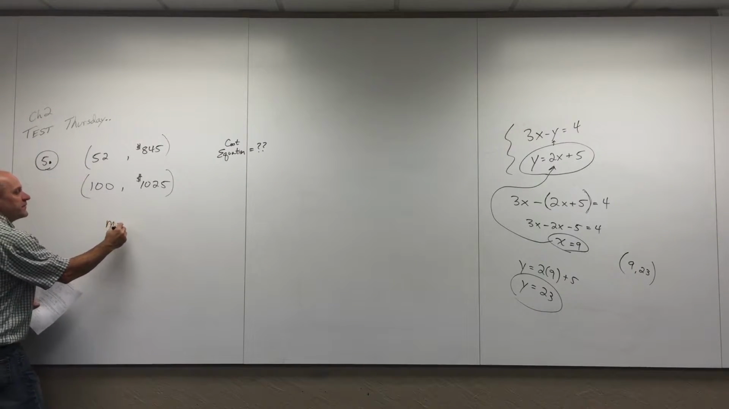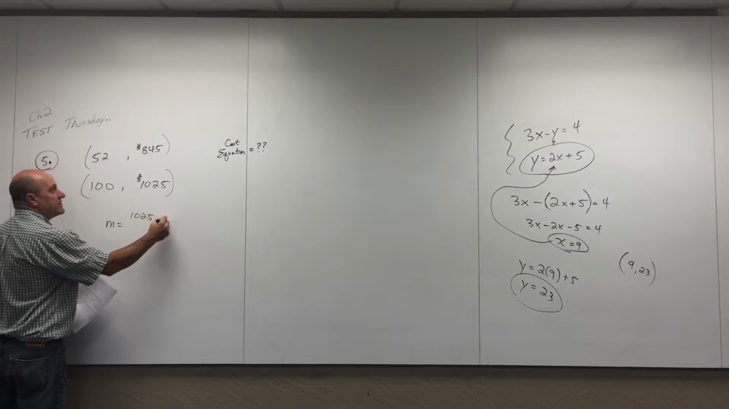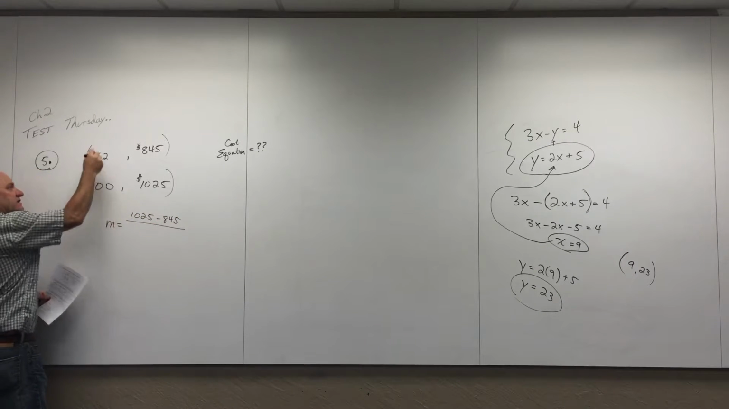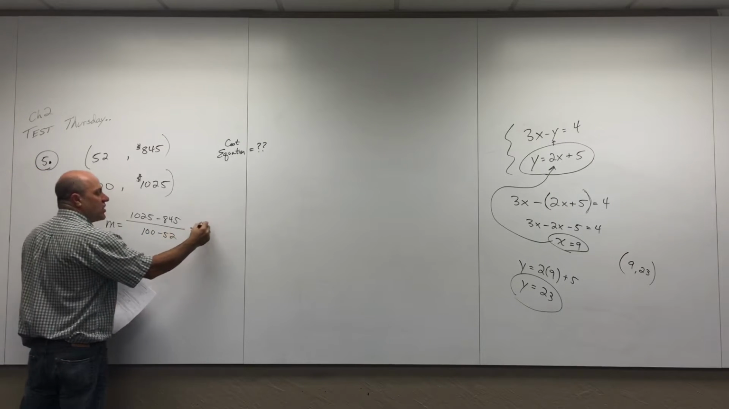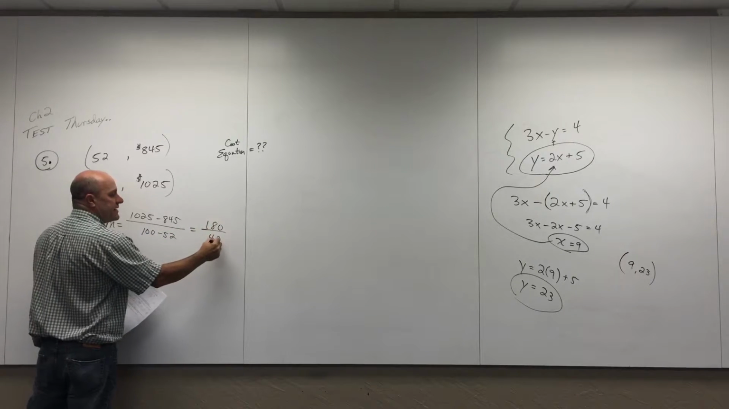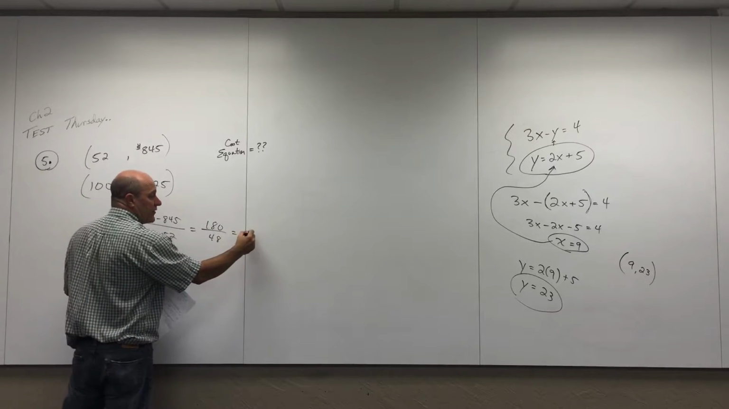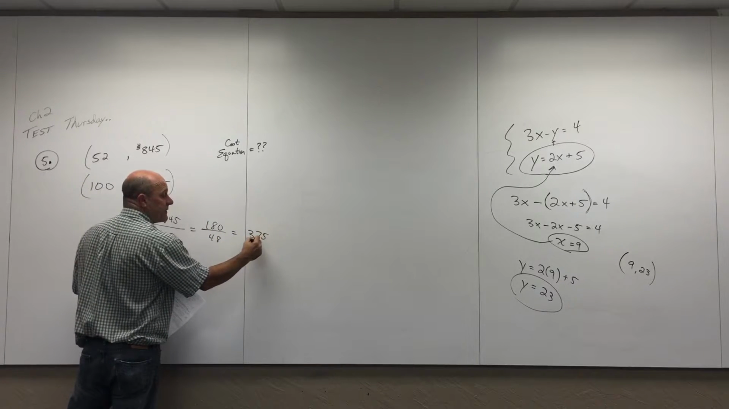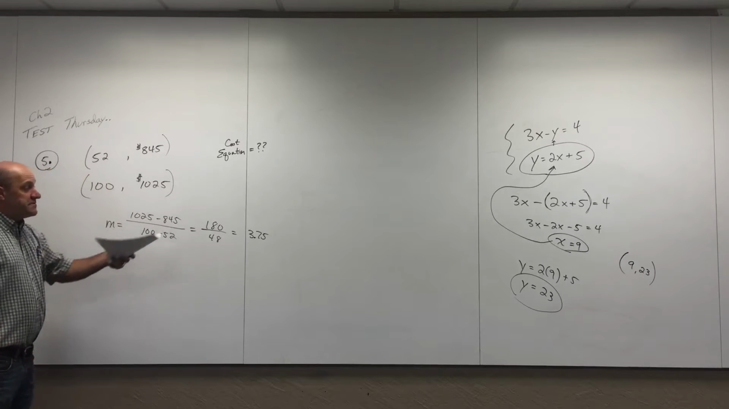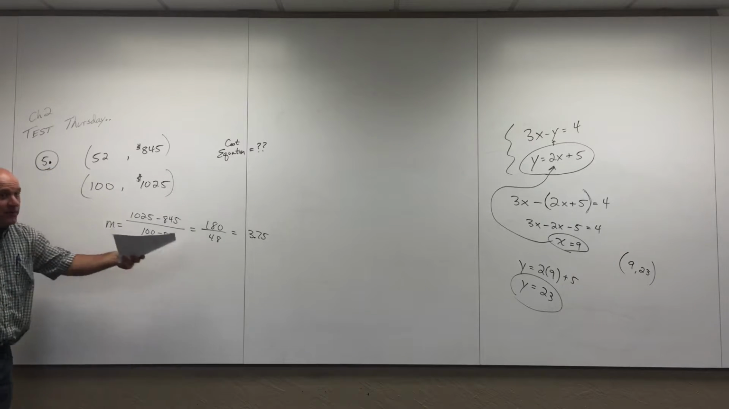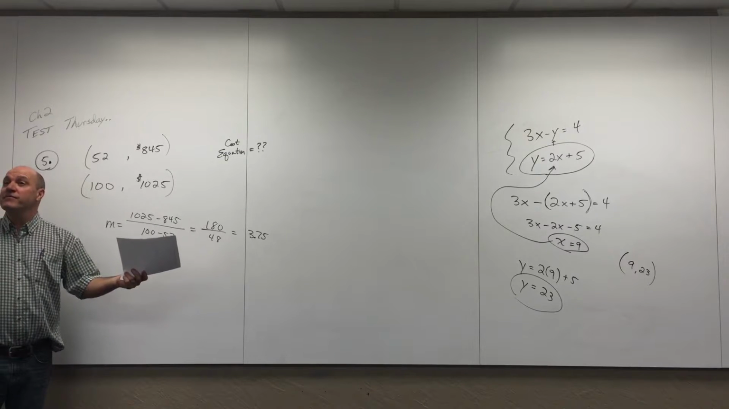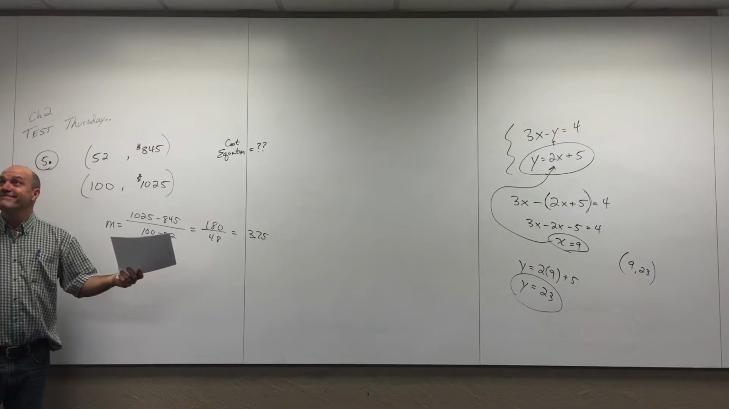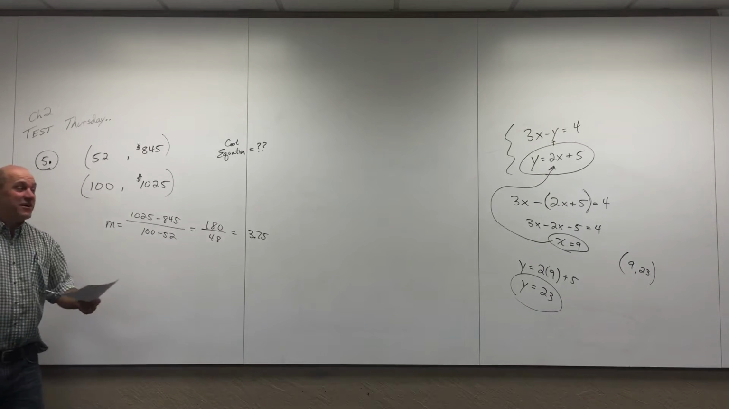The slope is the change in y over the change in x. That's 180 over 48. I would divide it and call it 3.75, I think, which is my slope, but what does it mean in the real world of this problem? I'll get back to that.